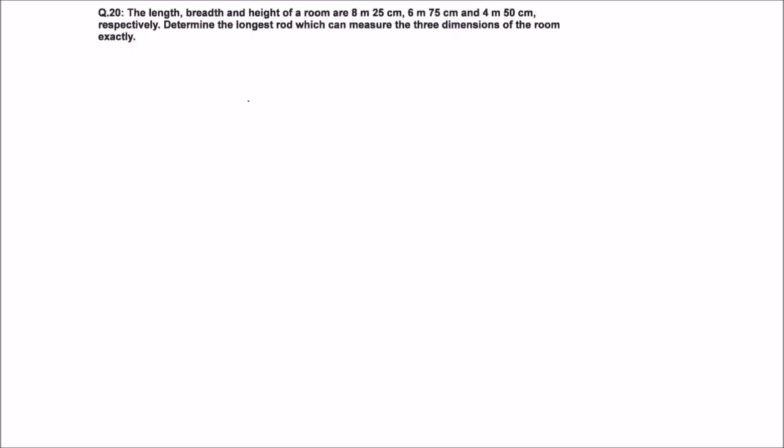The length, breadth and height of a room are 8 meter 25 centimeters, 6 meter 75 centimeters, 4 meter 50 centimeters. So we'll convert them into centimeters. So it will be 825. Determine the longest rod which can measure the three dimensions of the room exactly.